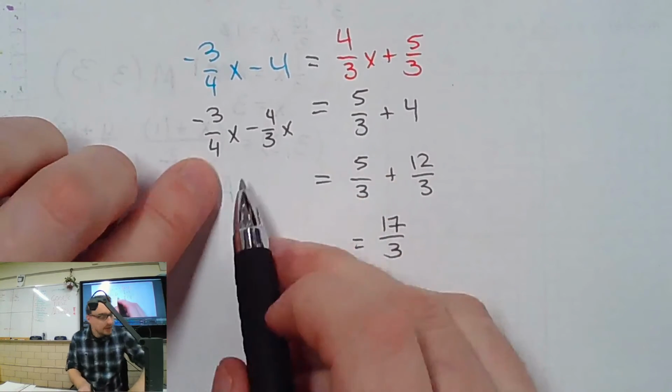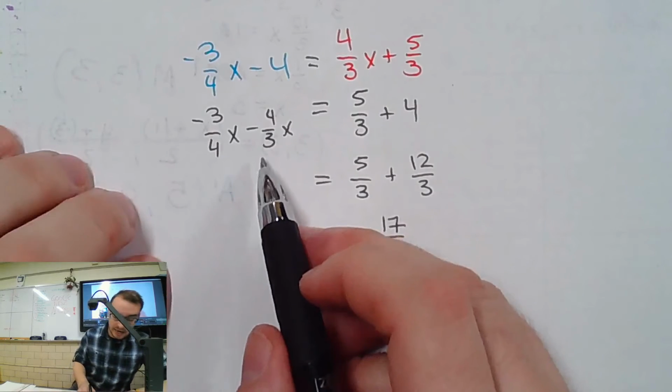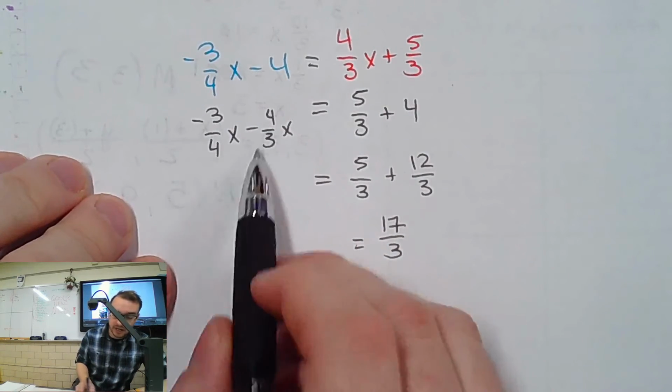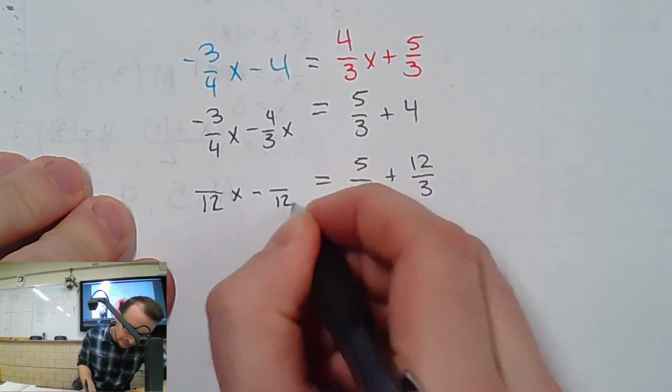Over here, I need common denominators. I can't just think how many is what and what, right? I need to get common denominators. I'm going to multiply the 4 and the 3 together. What's that? 12. So 12 is going to be my common denominator.